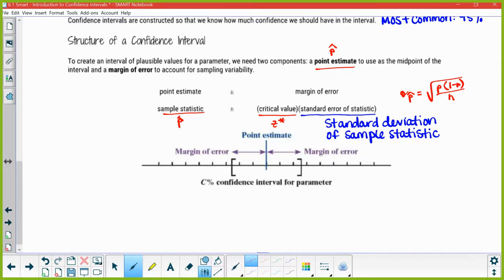So you should not be using x bar. You should not be using population standard deviation over square root of n. That has nothing to do with anything in this unit. We're only dealing with proportions. So again, another example of what the structure is, we have our point estimate in the middle. We go out to the margin of error in the positive direction and the negative direction. And this interval is going to be represented by how confident we are we're capturing the true population parameter.